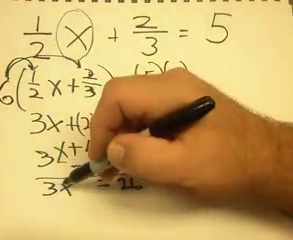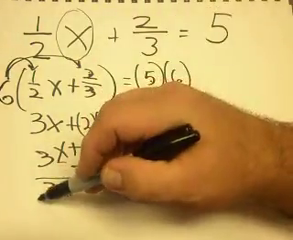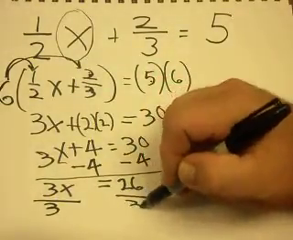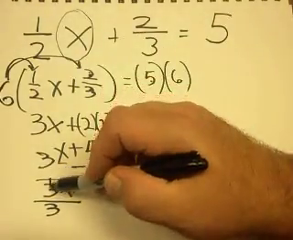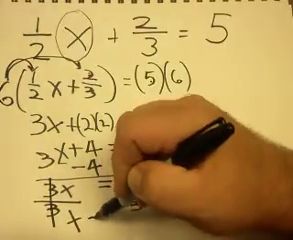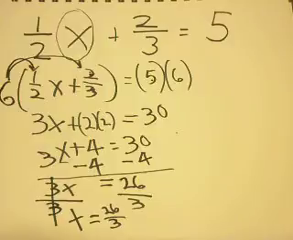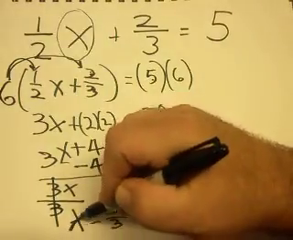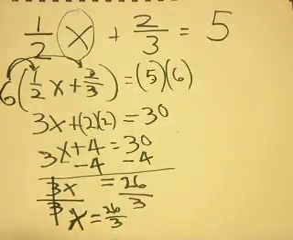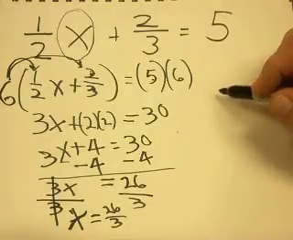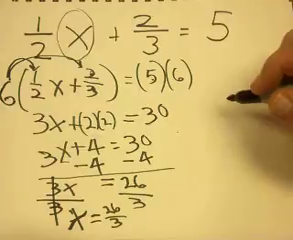Now, the relationship between the 3 and the x is multiplication, so I want to do the opposite, which is division. So I'm going to divide this side by 3 and divide this side by 3. 3 over 3 is 1, so I've got x is equal to 26 thirds. Kind of an ugly number there. x is equal to 26 thirds. We can see if we can reduce that. It is an improper fraction, so I'm going to reduce it to a mixed number.